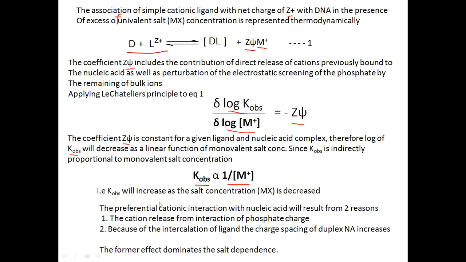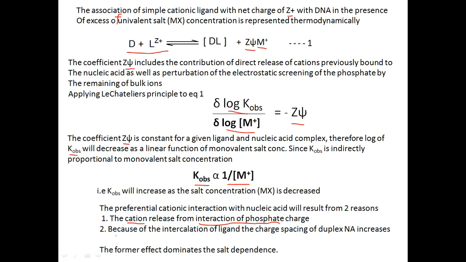So the preferential cationic interaction with nucleic acid results from two reasons: the cation release from interaction of phosphate charge, and, because of intercalation of the ligand, the charge spacing of the duplex nucleic acid increases. The former effect dominates the salt dependence. That is, the cation release from the interaction of phosphate charge, that is, the negative charge of the phosphate: when the ligand is binding to this nucleic acid, this cation that balanced the charge of the phosphate group is released from the nucleic acid into the salt solution. So this has an entropic effect, a positive entropy, so if that is greater, the binding constant will increase, but that is in case when there is a lesser salt concentration.